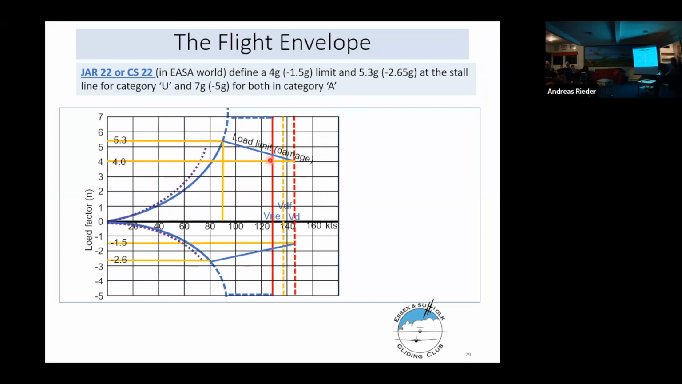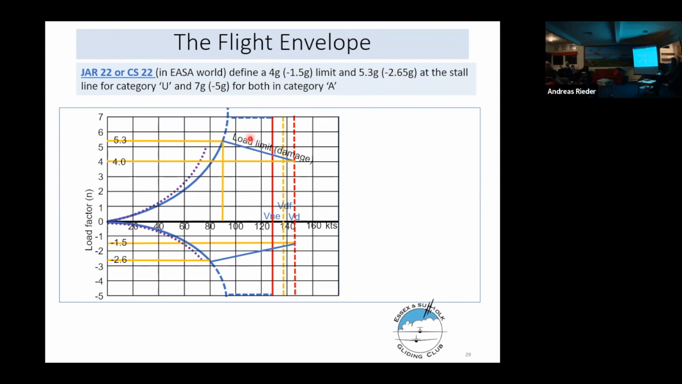And this is known as the load limit. If you exceed that load limit, you are likely to cause what is known as elastic damage. It might not cause the component to break immediately, but it will probably deform that component. And if you do that multiple times, it is then likely to break. Obviously, there are positive and negative equivalents, as I've just said. We've got 4G, 5.3G, and -1.5, -2.6.